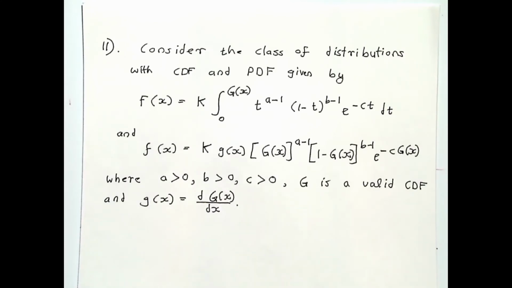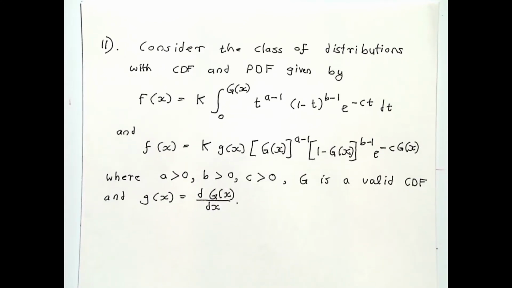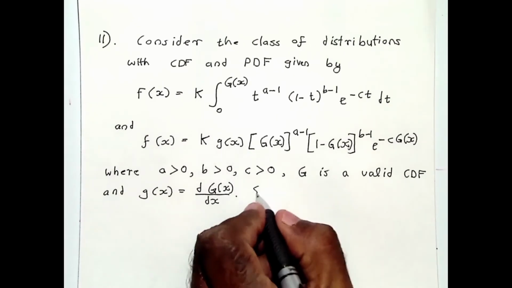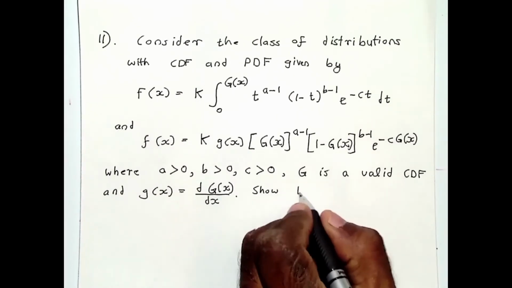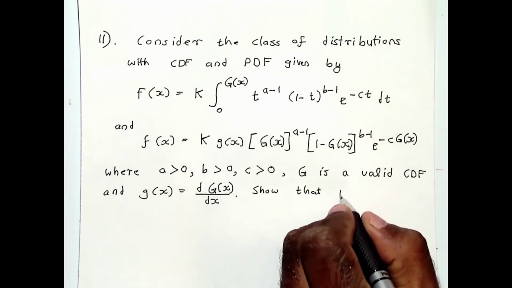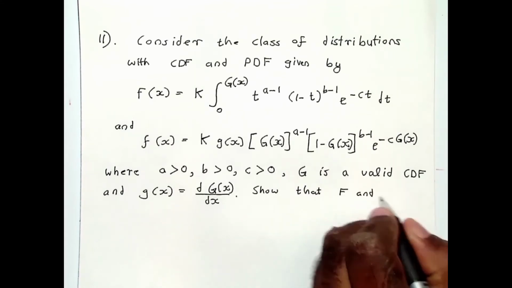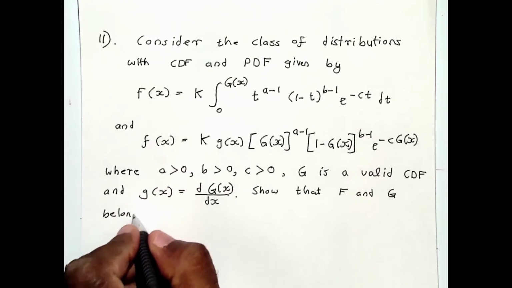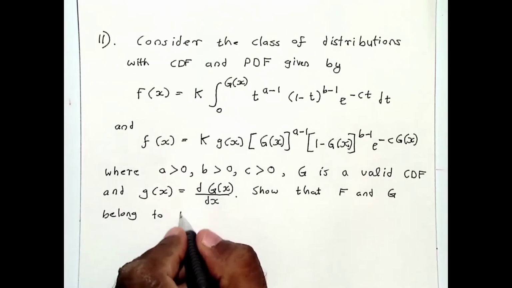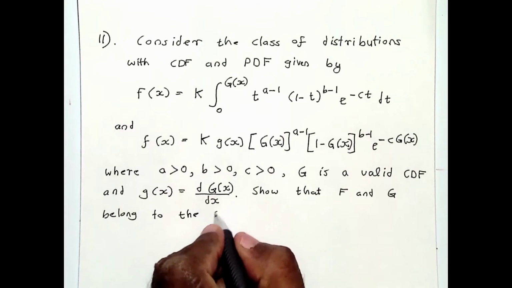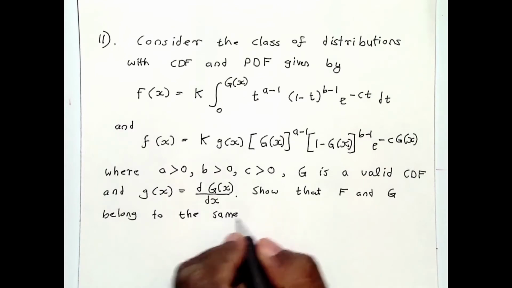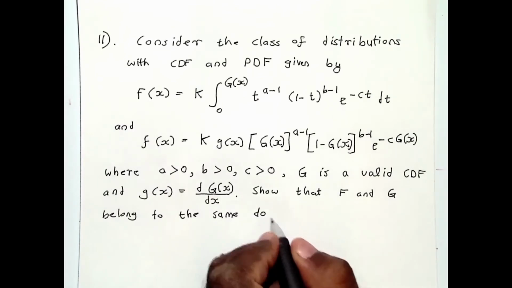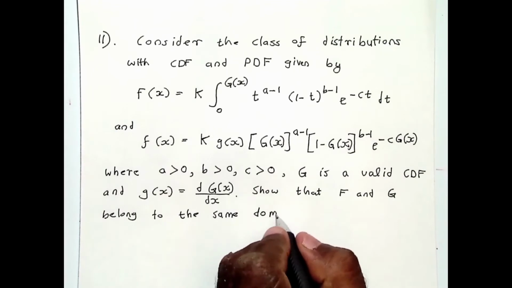All right. And the question is as follows: is to show that F and G belong to the same domain of attraction. What it means is the same limits.